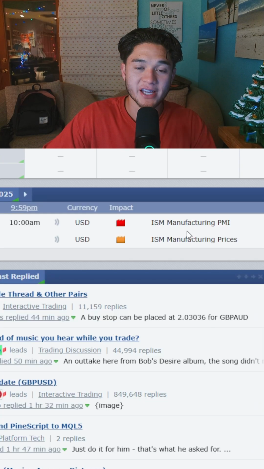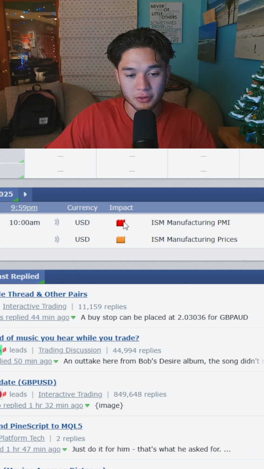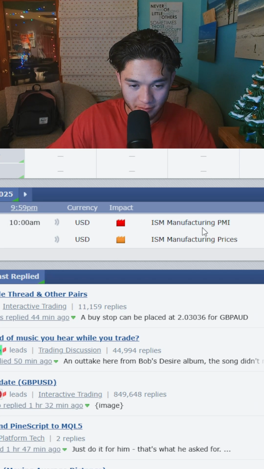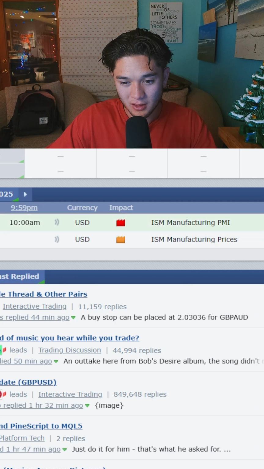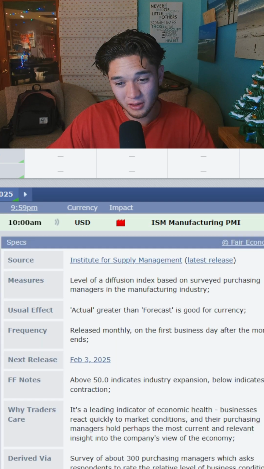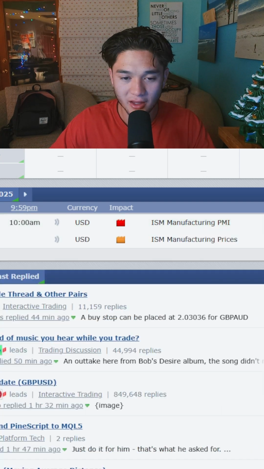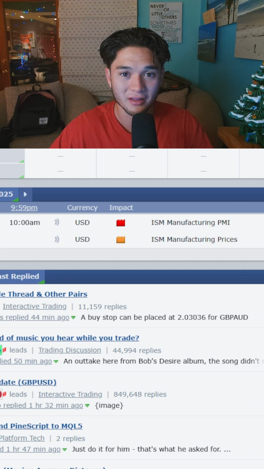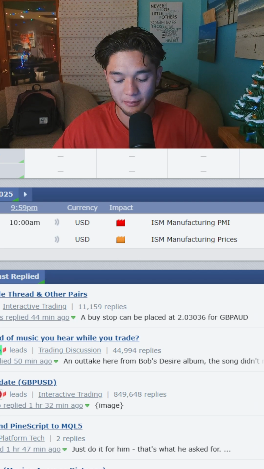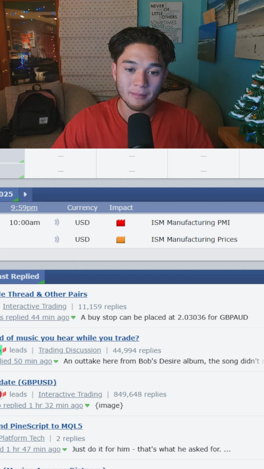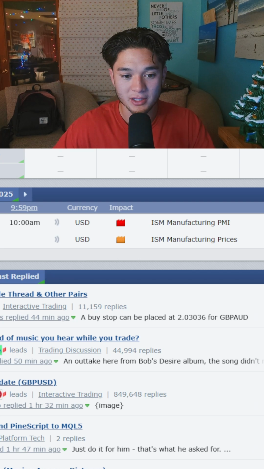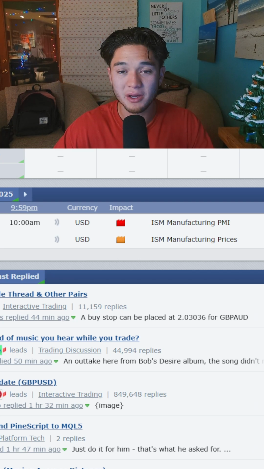So we'll also have 10 a.m. news, 10 a.m. red folder news. This one is ISM manufacturing PMI. And this will move the market as well. Really, the main thing that you just want to be aware of is that news is coming out at a certain time. Mark it on your charts. Put a vertical line that says when the news is going to come out and just be aware of news coming out because it will affect the chart.